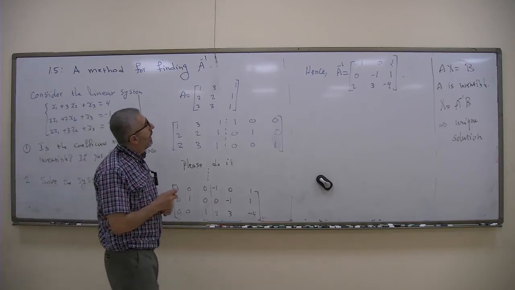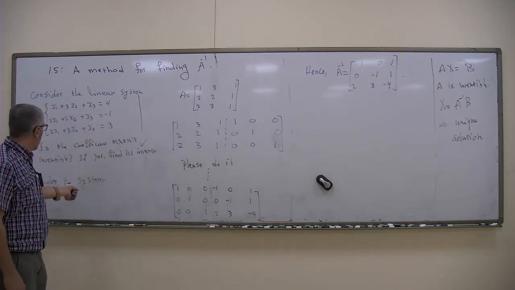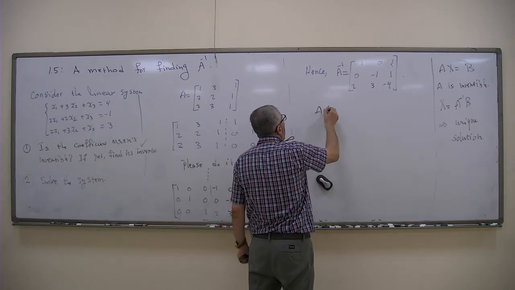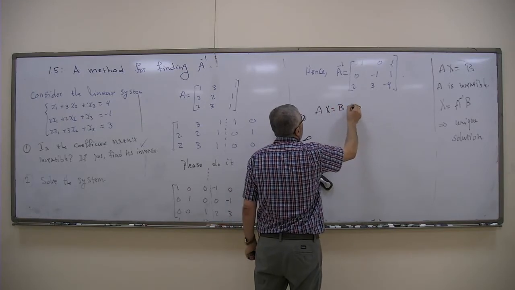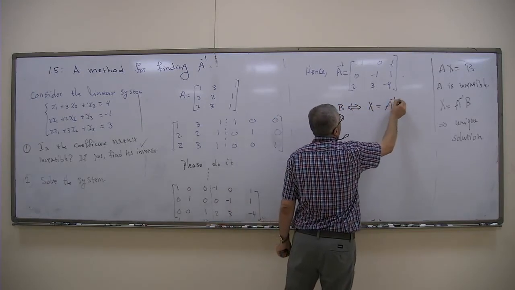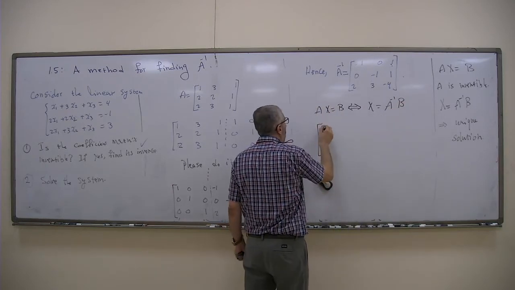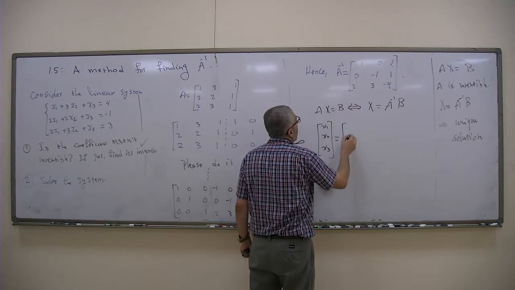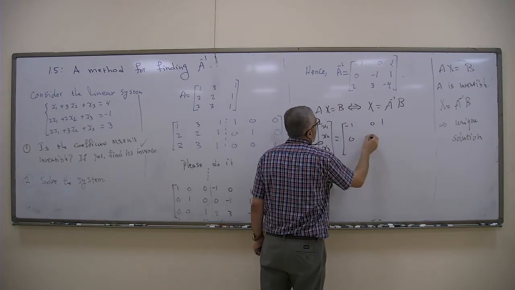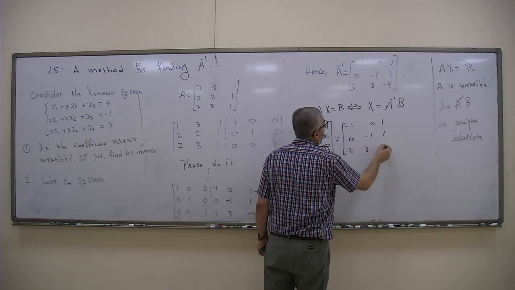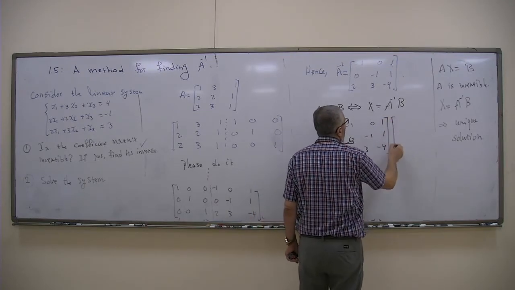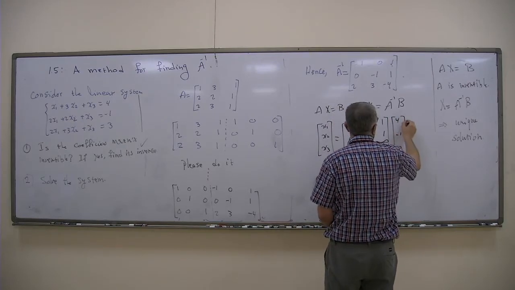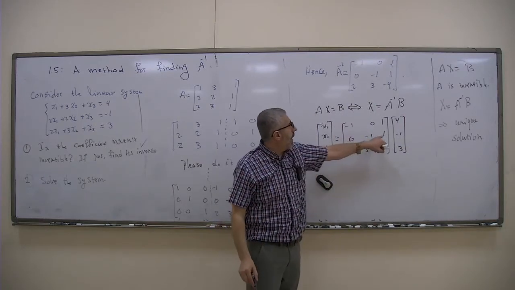All right, let's go to the second part of the question. Solve the system. Well, in this case, the solution is going to be x equals A inverse B. So x is x1, x2, x3. A inverse is negative 1, 0, 1, 0, negative 1, 1, 2, 3, negative 4. And here is your B. B is 4, negative 1, 3. So all you need is just to multiply this by this.